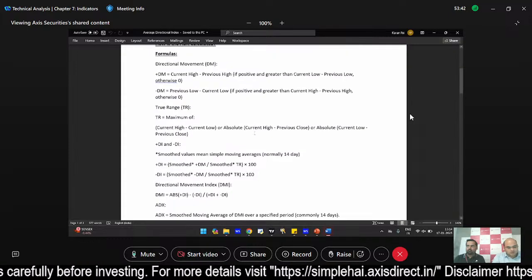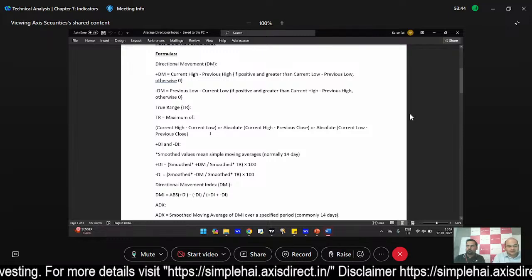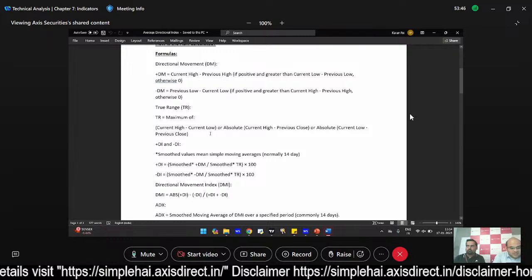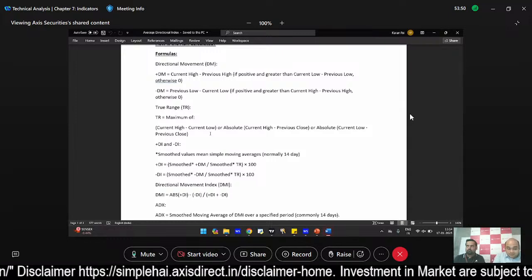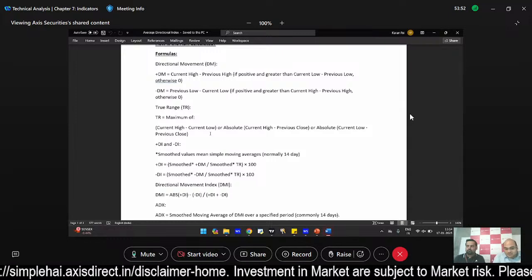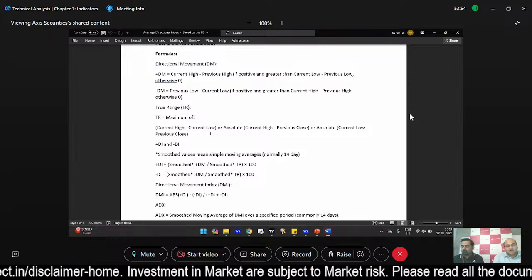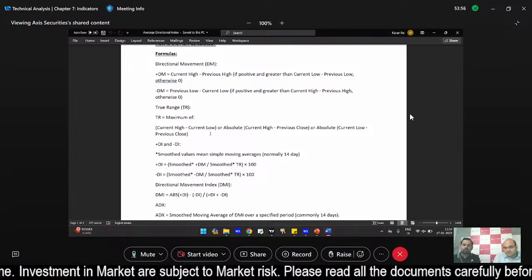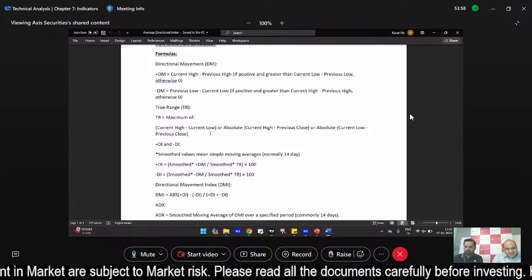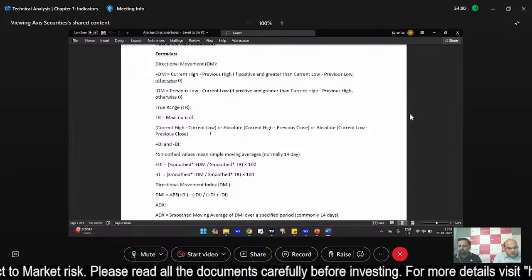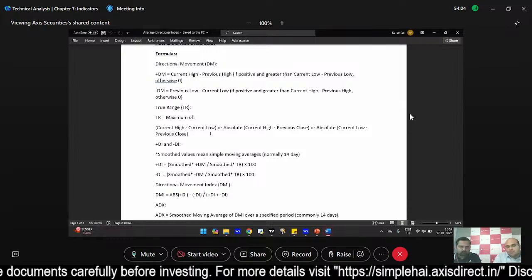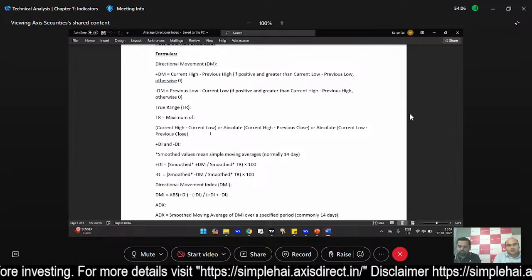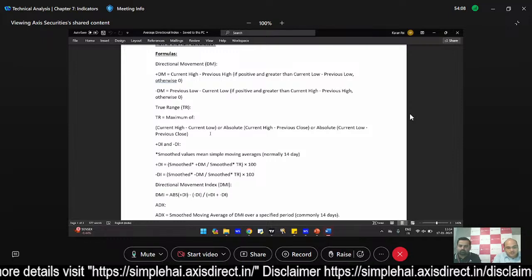सो ट्रू रेंज कैलकुलेट करने के तीन तरीके हैं. So you find the difference between the current high and the current low, or you find the absolute difference between the current high and the previous close, or you find the absolute difference between the current low and the previous close. Again, you don't need to get into the rigmarole of all these things. So once you have found out the positive DI and the negative DI values, you just add a smoothing effect to it. So smoothing आप कैसे करोगे?